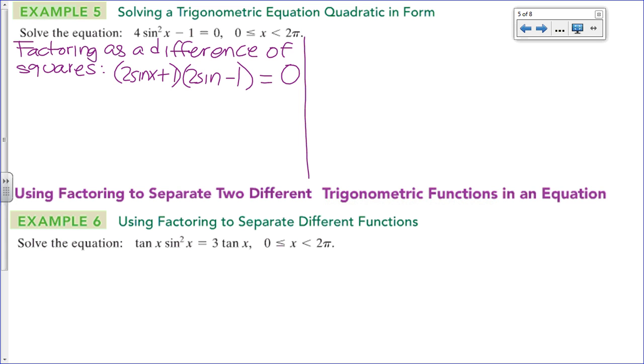From there, you already know you take each factor, you equal it to 0. So 2 sine x, first we take care of the positive 1, turns into a negative 1. Then we divide by 2.